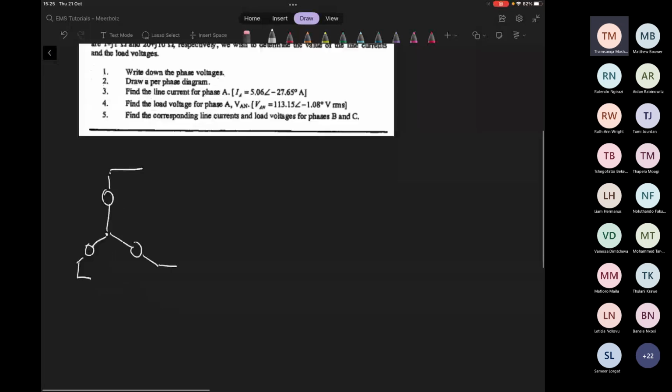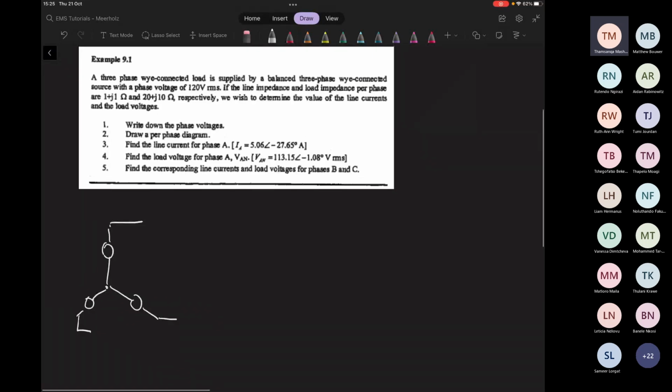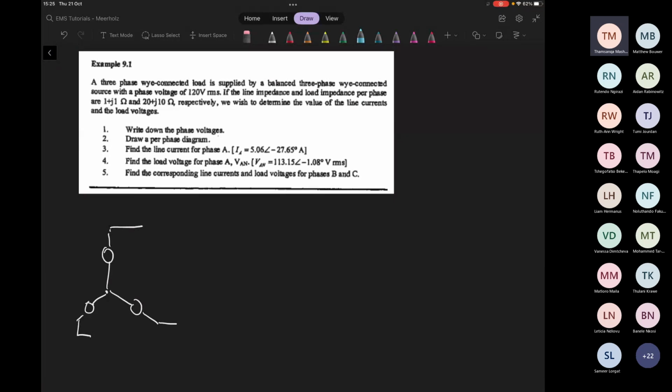So let's do question 1 of this, and it says write down the phase voltages. Okay. So let's look at it first. Let's just analyze our question. A three-phase Y-connected load, balanced, is supplied by a balanced three-phase Y-connected source with a voltage of 120 volts RMS. The line impedance and load impedance per phase are given, which will determine the value of line currents and the load voltages.